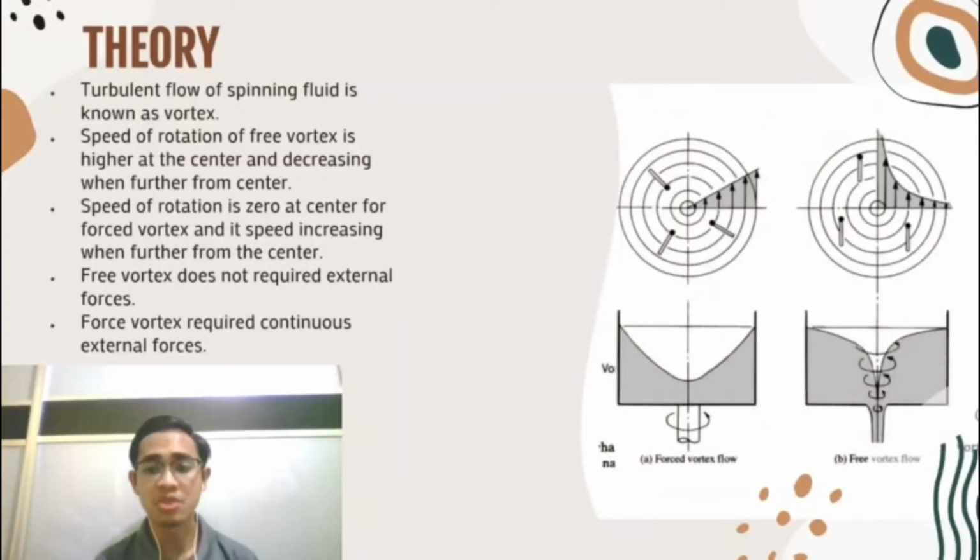Theory. As we all know, the turbulent flow of fluid spinning is called a vortex. Based on our study, we know that the speed of rotation is higher at the center and decreases when it is further from the center for a free vortex, while for a forced vortex, at the center the speed of rotation is zero, but it keeps increasing when it moves further from the center.